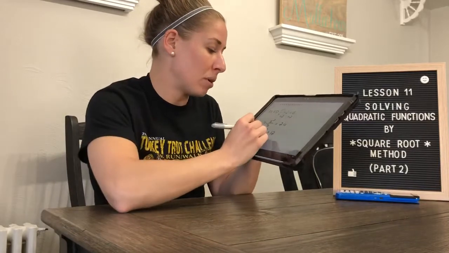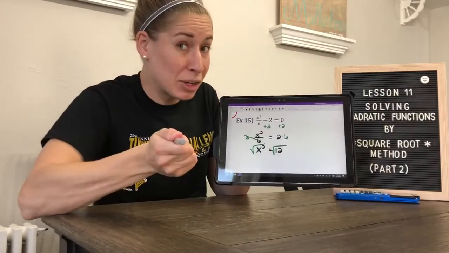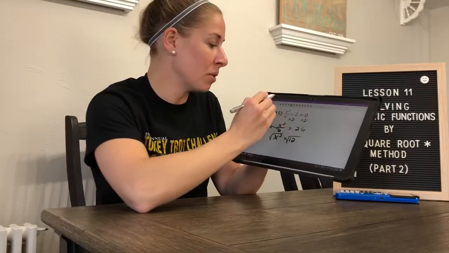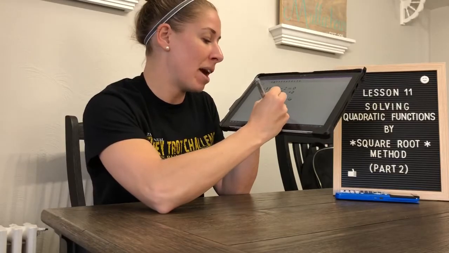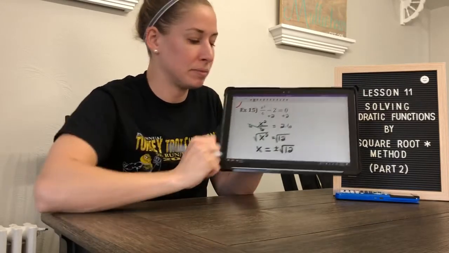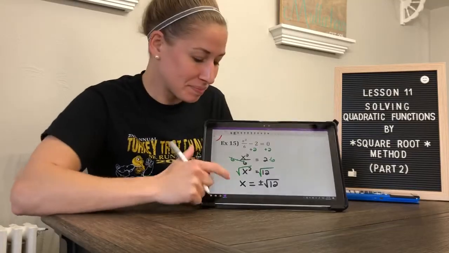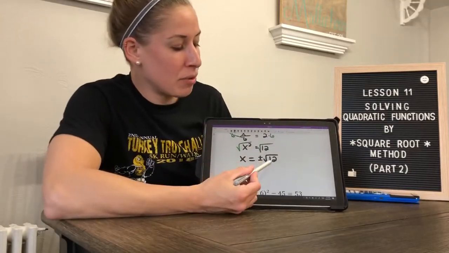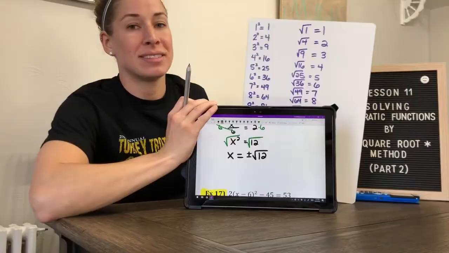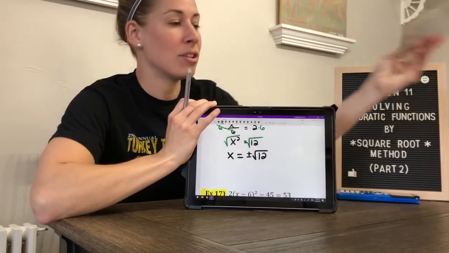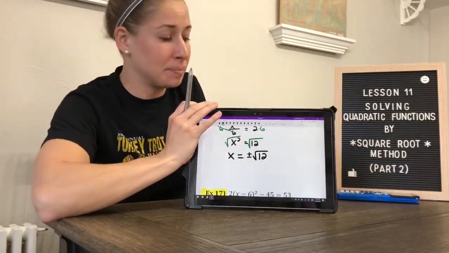So square rooting both sides, not forgetting your plus or minus. So on the left, we're just left with x, but on the right, we have plus or minus the square root of 12. Do you think we're done? Of course not. Because the square root of 12, does 12 have a perfect square factor? Yes, it does. So that means that we can simplify this radical like we did in lesson 10.